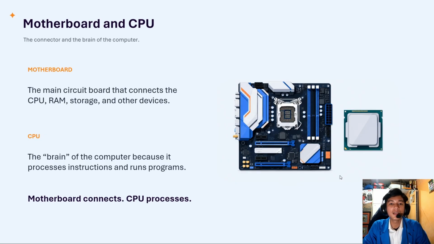Next is the CPU or Central Processing Unit. The CPU is often called the brain of the computer because it processes instructions and runs programs.